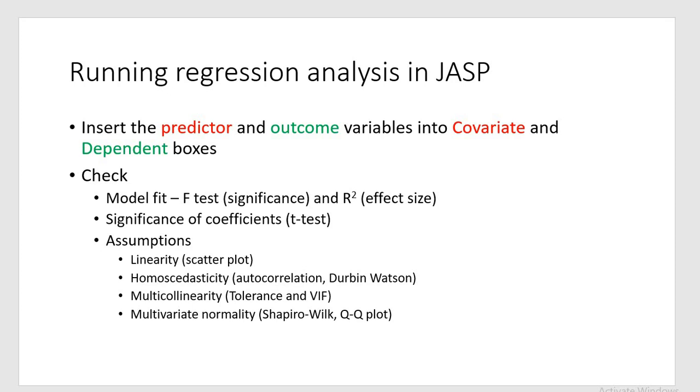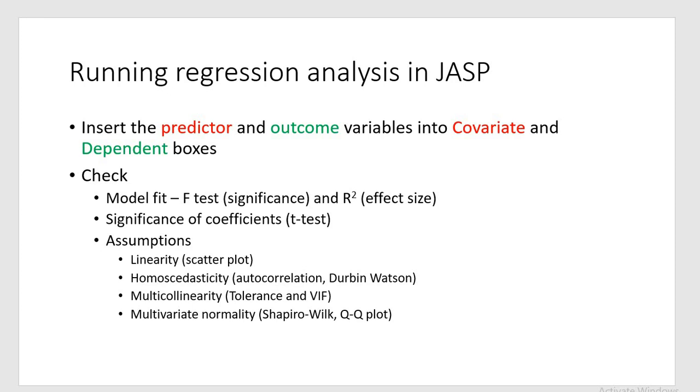First we have to identify the predictor and outcome variables, and then we check for the model fit, check for the significance of the coefficient, and then check the assumptions. However, for this video I'll stop at the significance of coefficient. The discussion about the assumptions for regression analysis will be covered in a different video.